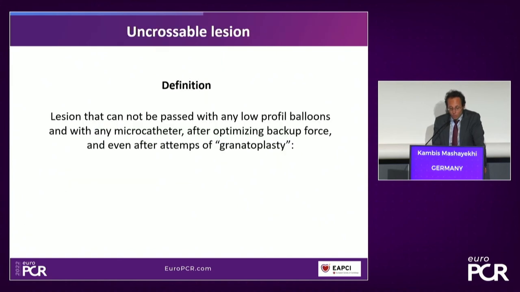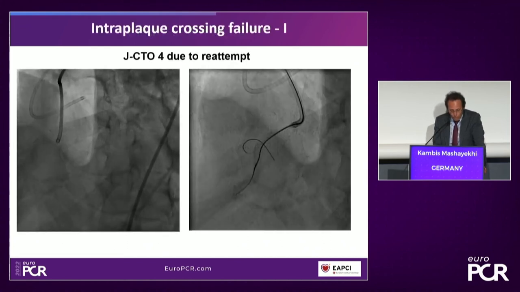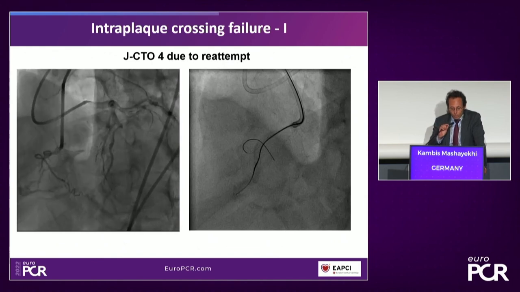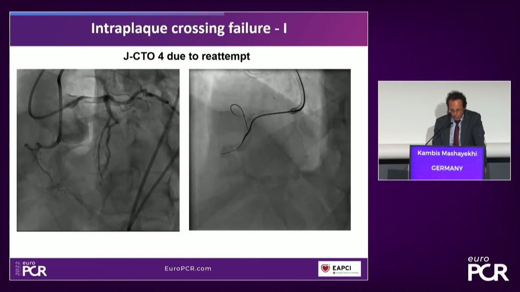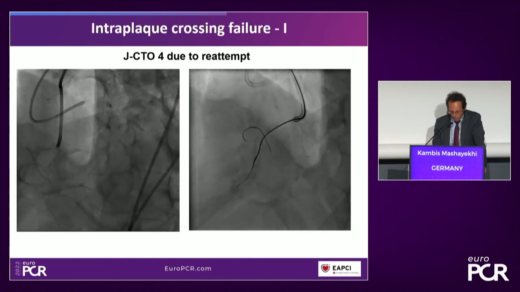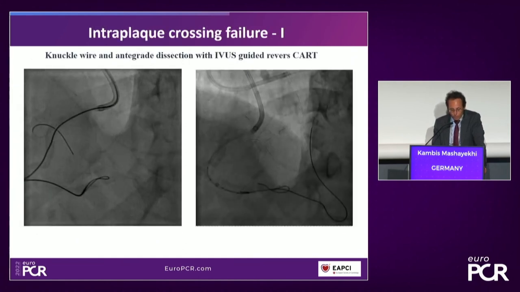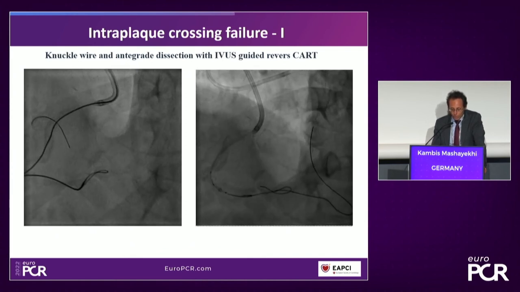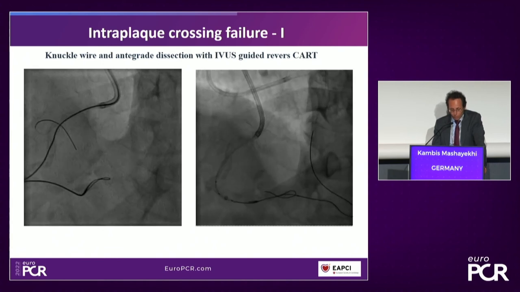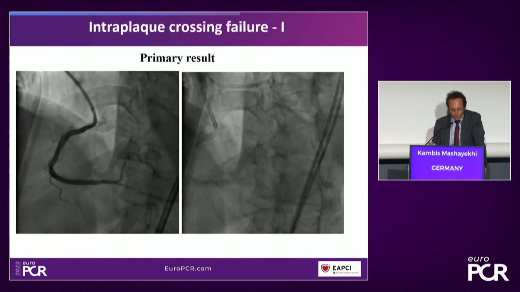So this is the uncrossable lesion, and by definition, it's a lesion that cannot be passed with any low-profile balloons and with any microcatheters after optimizing the backup force and even after attempts of anchor balloon. Well, intraplaque crossing failure as an example. So we all agree this is tortuous, this is calcified. We're probably not able to wire that intraplaque, so therefore a knuckle wire was placed, and finally retrograde access was achieved, and IVUS was controlled, reverse CART was planned, and you stent around the calcification, as you can see here.